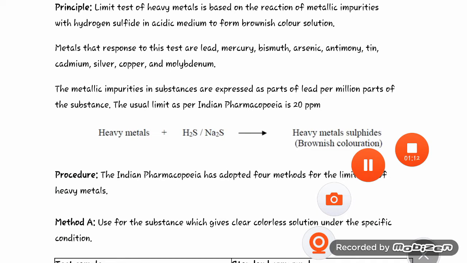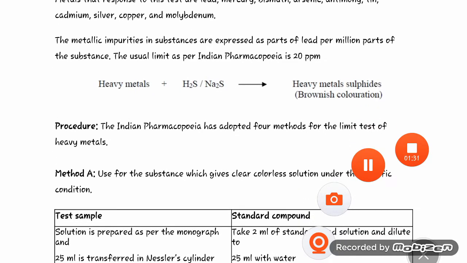So, when heavy metal is added with hydrogen sulfide, then heavy metal sulfide with brownish color is produced. So let's see the procedure. According to the Indian Pharmacopoeia, we adopt the procedure for the test.